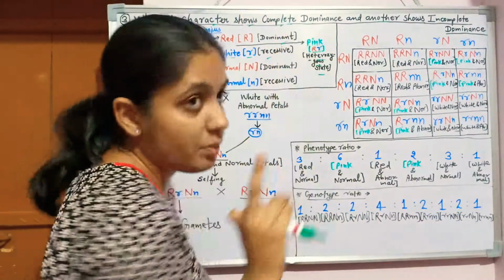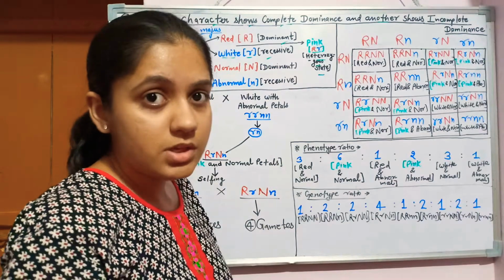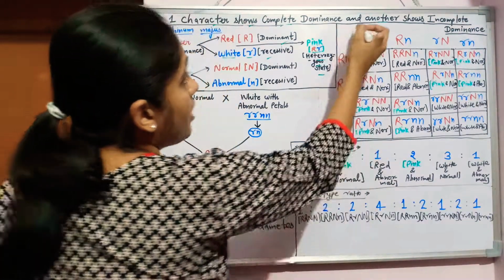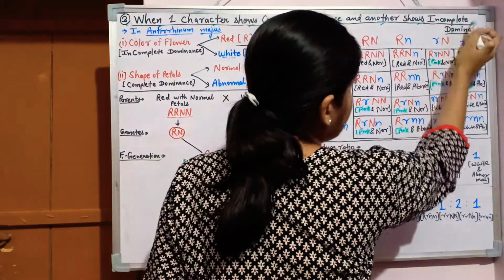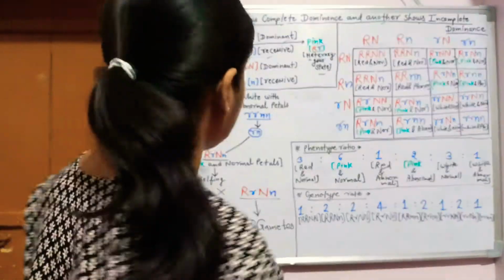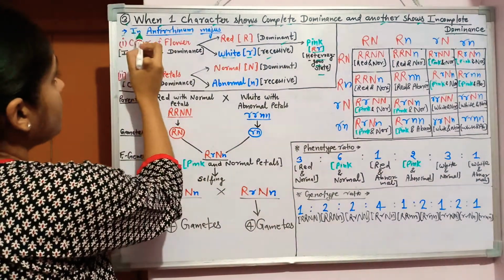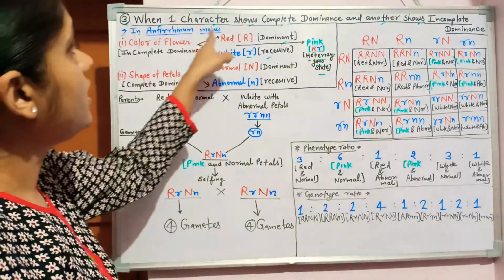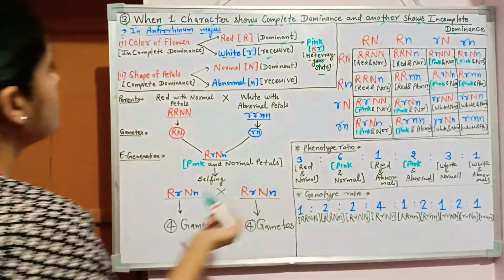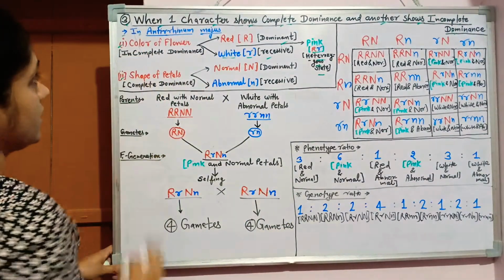Today we will discuss the third example, when one character shows complete dominance, which is according to Mendel's law of dominance, and the other shows incomplete dominance, which is the exception to Mendel's law of dominance. We will study it in Antirrhinum, which is also known as the dog flower. In this, two characters are present.